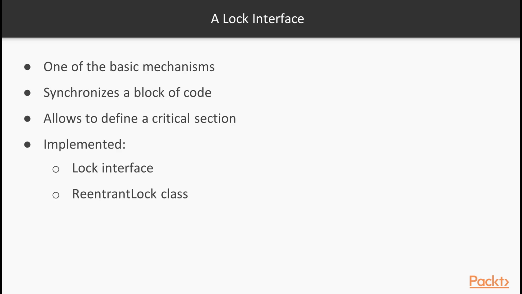A lock interface is one of the basic mechanisms provided by the Java Concurrency API to synchronize a block of code. It allows you to define a critical section. A critical section is a block of code that accesses a shared resource and can't be executed by more than one thread at the same time. This mechanism is implemented by the lock interface and the ReentrantLock class.